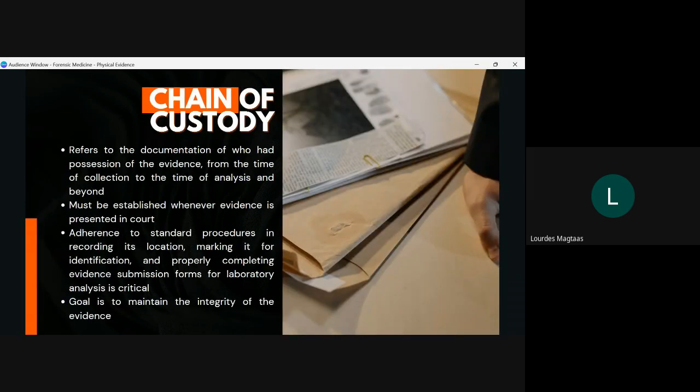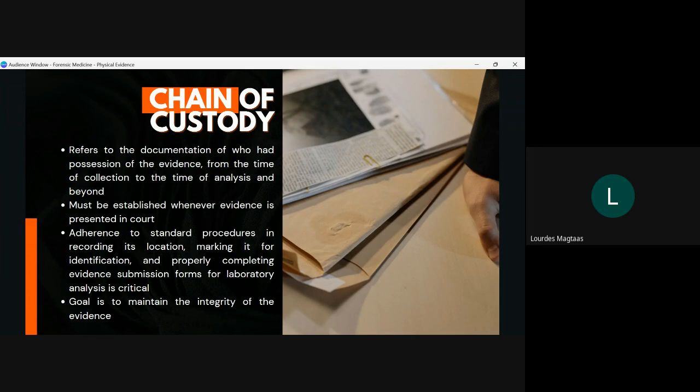Chain of custody refers to the chronological documentation or paper trail that records the sequence of custody, control, transfer, analysis, and disposition of physical evidence. It is essential to establish and maintain the chain of custody whenever evidence is collected and presented in court to ensure that the evidence is admissible and reliable.